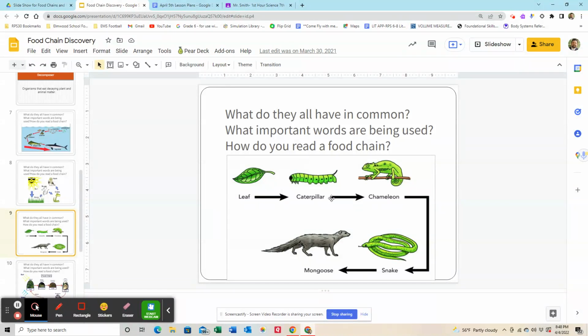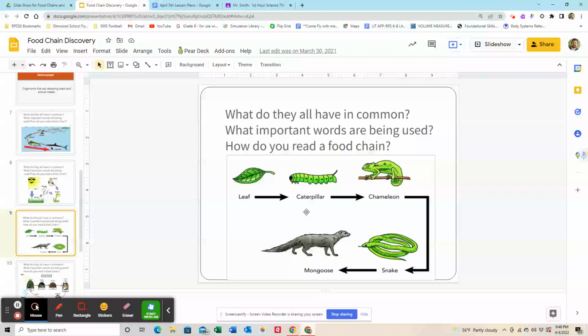90% of that is used to live. Chameleons consume the butterfly or caterpillar itself and will get a percent of that energy, which will be passed on to the snake. And then 90% of that energy is used by the snake, and the mongoose will get an even smaller percentage of that. So again, energy is flowing in the direction of the arrows.